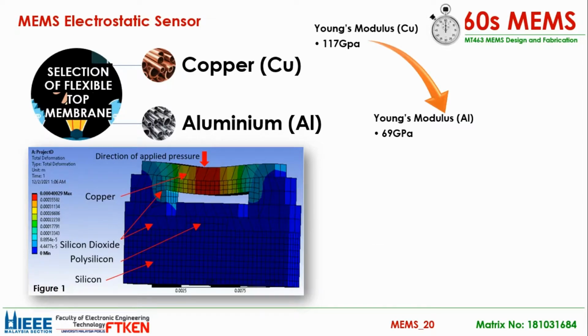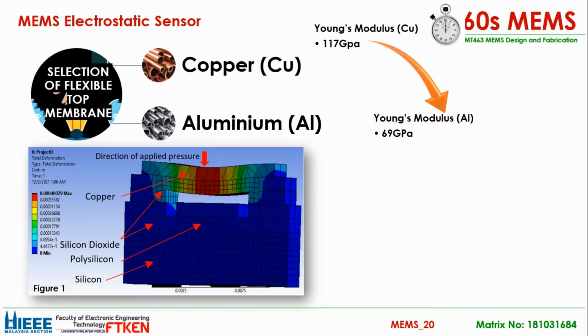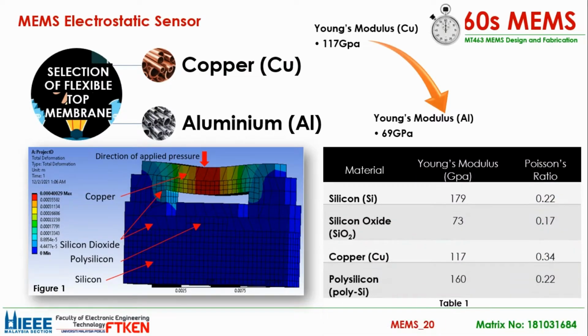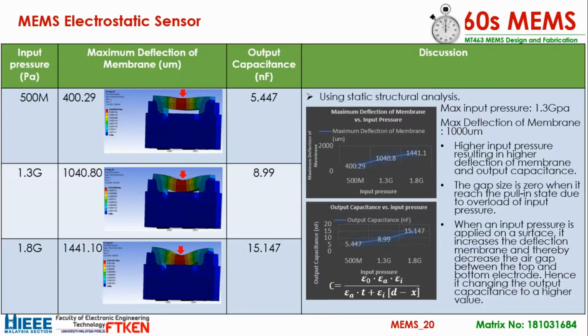We applied three different input pressures on the top surface of the membrane as in figure 1. As a result, we observe the membrane deflection and output capacitance of the pressure sensor. Basically, silicon is used as the substrate, polysilicon as the bottom electrode, copper as the top electrode, and silicon dioxide fabricated in between the top and bottom electrode. Different values of Young modulus and Poisson ratio have been used and manually keyed into the engineering data based on the material chosen. This is the result from the simulation using static structural analysis.